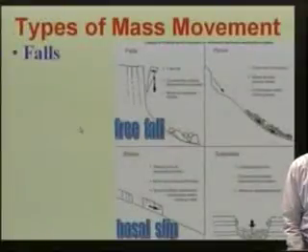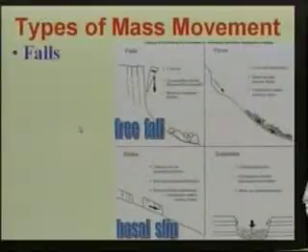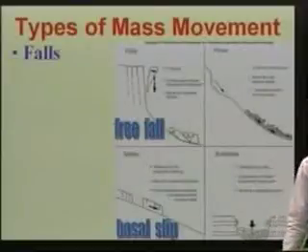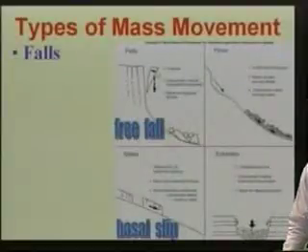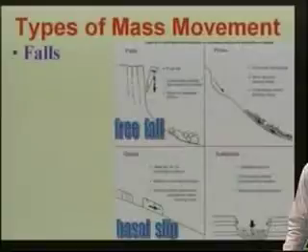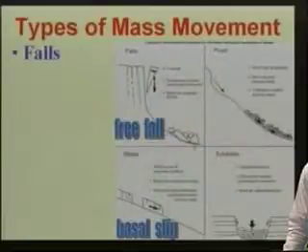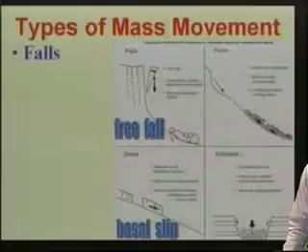And the first type, of course, is a fall. And what a fall simply means is that the material that breaks loose from a cliff, like we see in the top left part of the cartoon, at whatever size it is, simply free falls through the air and ends up as a pile, what we call a talus pile, at the bottom of that cliff. So it's pretty much free falling through the air.